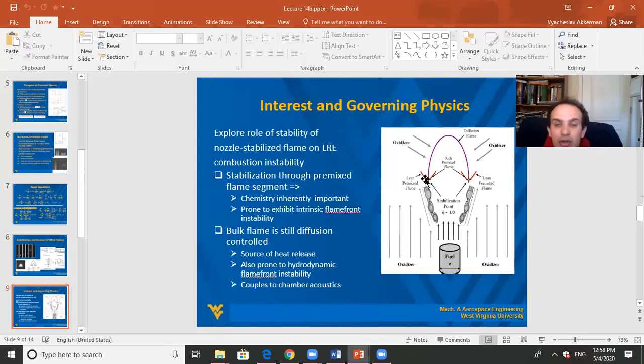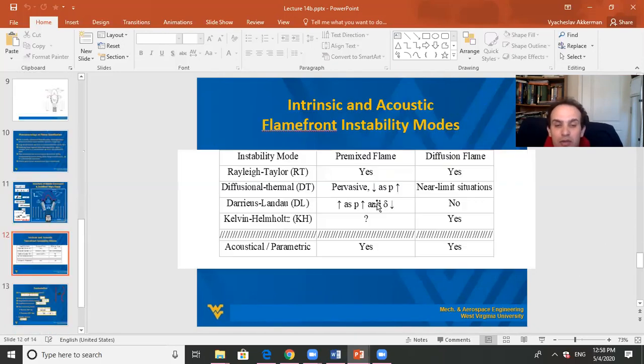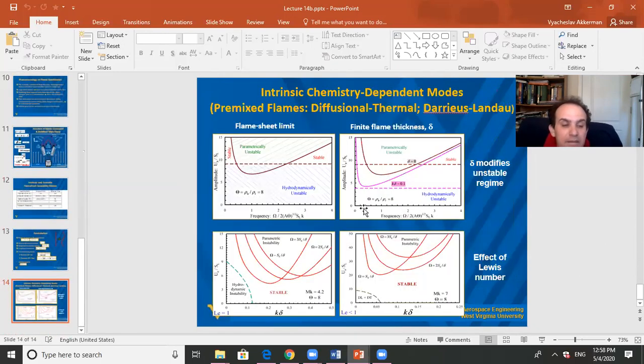Here you have a lean premixed segment, here you have a rich premixed segment. And the point where they intersect is the so-called triple point, and this is the stability point, because this point can be attached to the nozzle. It can be lifted far away, but it is this point which is responsible for combustion instability. Even if the whole energy release depends on this bulk flame structure, it is this point which shows why it's so important to consider.